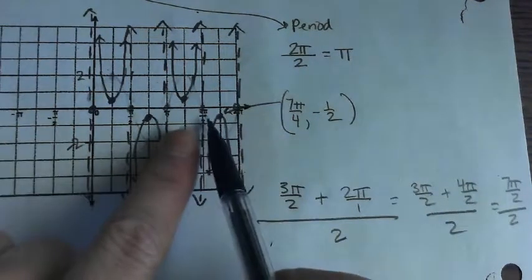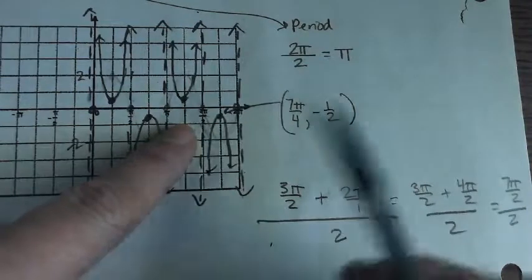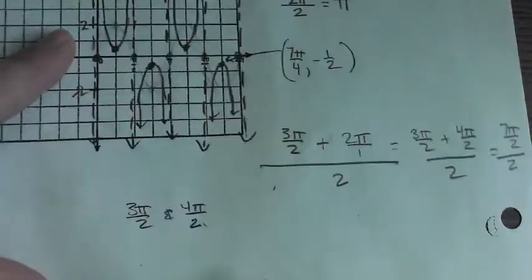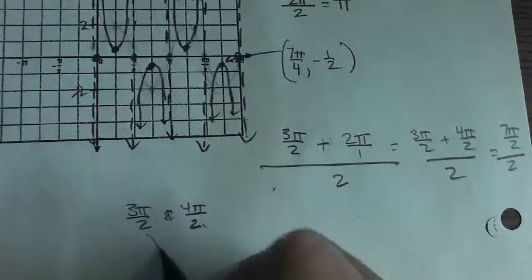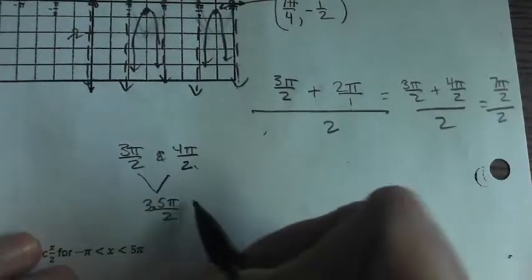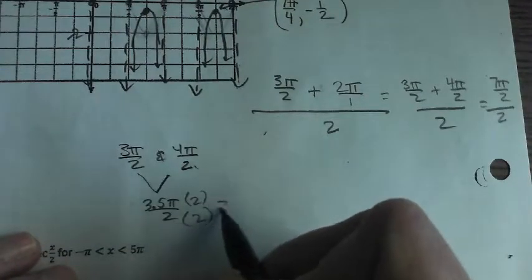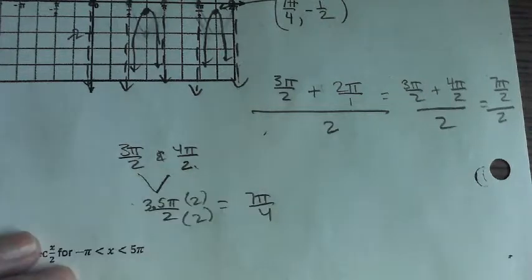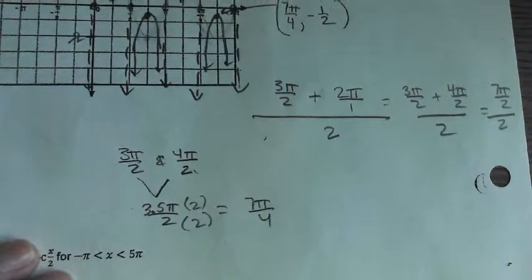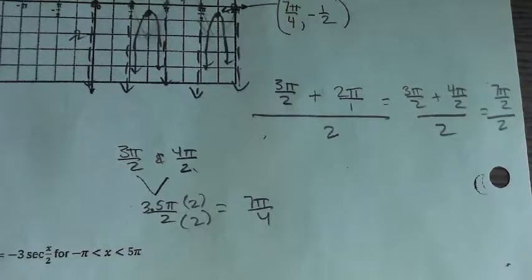You could also say, well, this is 3 pi over 2 and this is 4 pi over 2. What's halfway between 3 pi over 2 and 4 pi over 2? 3.5 pi over 2, right? Can't have a decimal in a fraction, so if I just double, it'll make it 7 pi over 4 that way too. Okay, any questions with that?